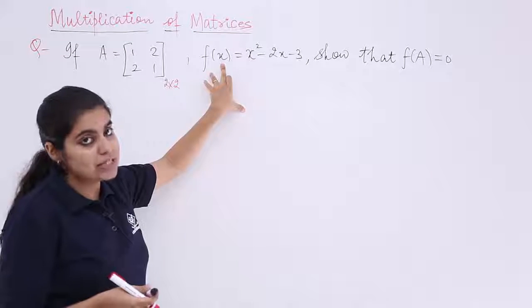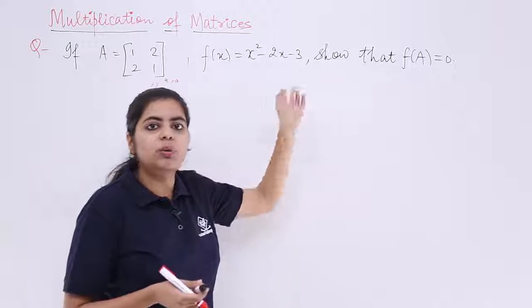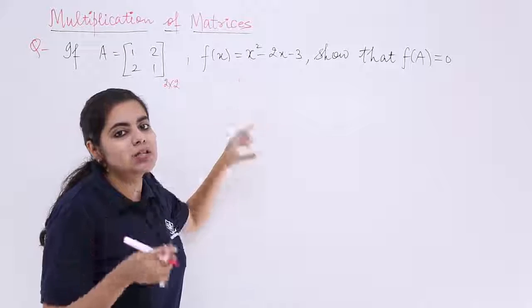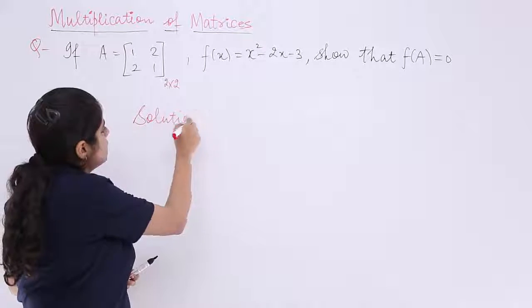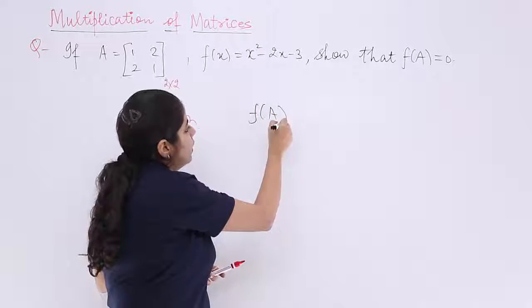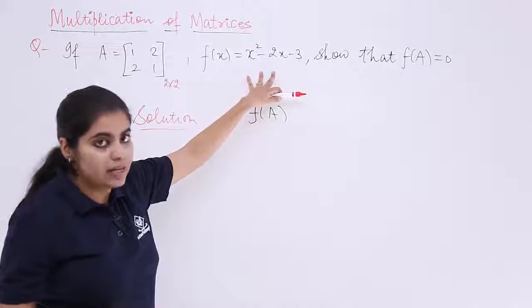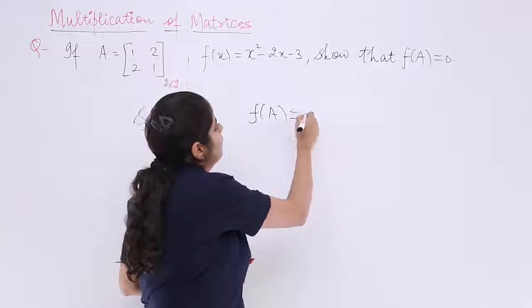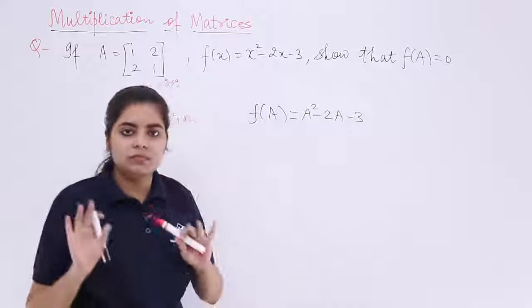Now, what to do in these questions? I know f of x, and if I have to find out f of A, I need to substitute the value of A in place of x. So, let's write the solution. I need to first find out what f of A is. Only then I will show that it is 0. So, I will substitute A in place of x. It becomes A square minus 2A minus 3, right?